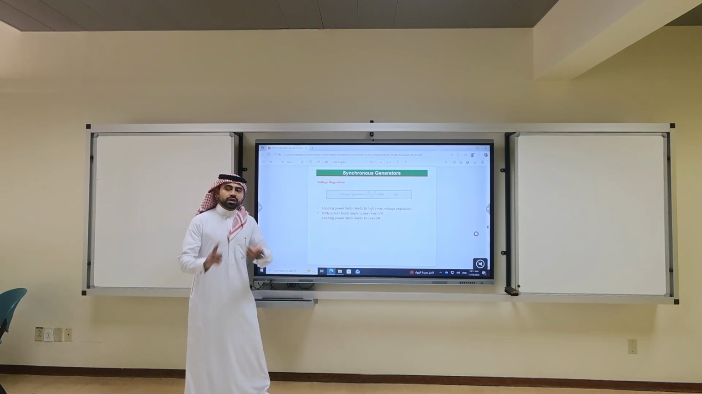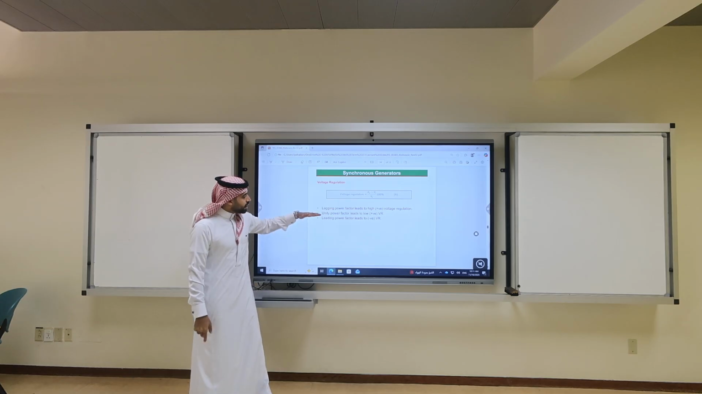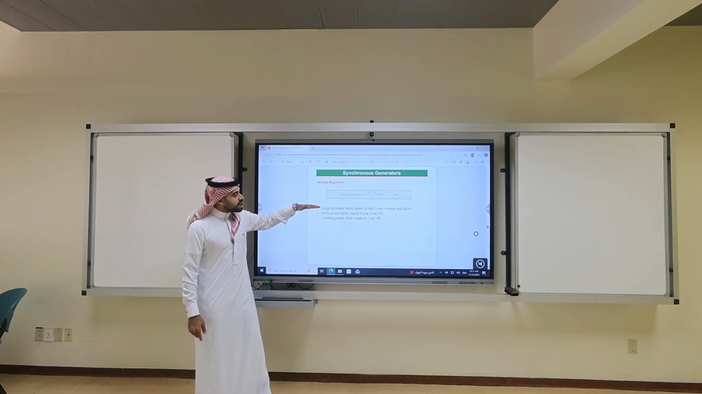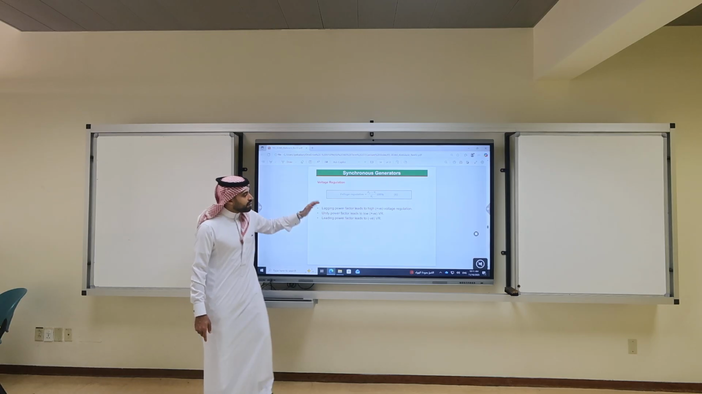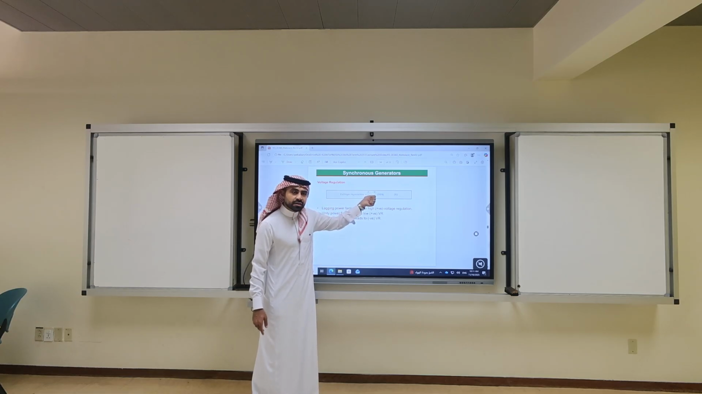Relating these with overexcited, underexcited, and normal excited. What is normal excited? Unity power factor. What is overexcited? Lagging power factor. EA cosine delta is larger than VT. So we have a positive. EA cosine delta is larger than VT. It means that VR is positive.